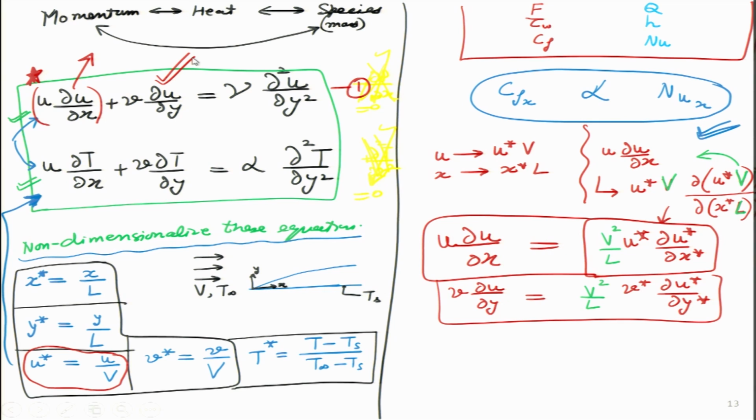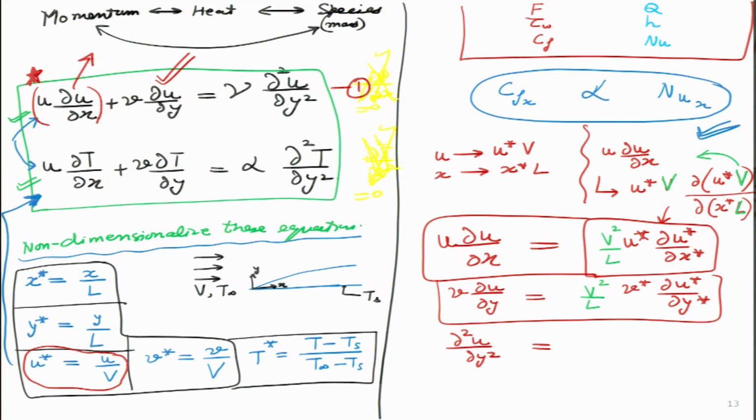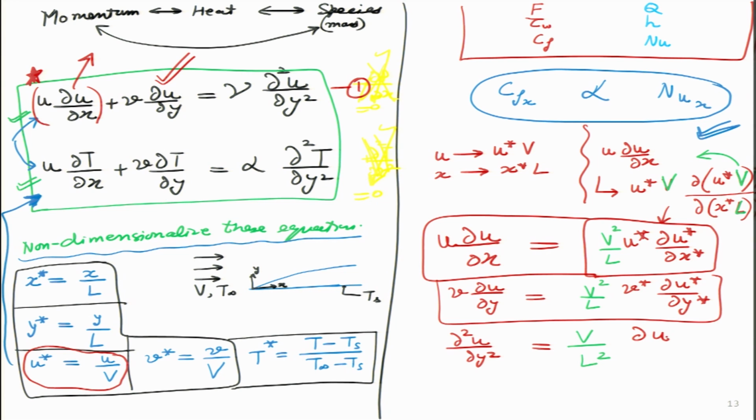What happens to the third term, del square u by del y square? I think that also is very easy. Del square u by del y square will simply become, the constant outside should be V divided by L square, because we have two y's at the bottom, only one u on the top. So, what we get is del square u star by del y star square.